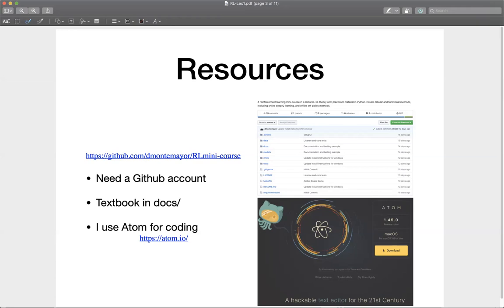The textbook we're using in this course is going to be in this docs folder, right in there. It's Sutton and Barto from 2018. It's a great book, and we're not going to do it justice in 4 lectures, so I highly recommend the read. Right now we're covering up to maybe chapter 2, maybe going into chapter 3 for this lecture alone. But yeah, any questions so far?